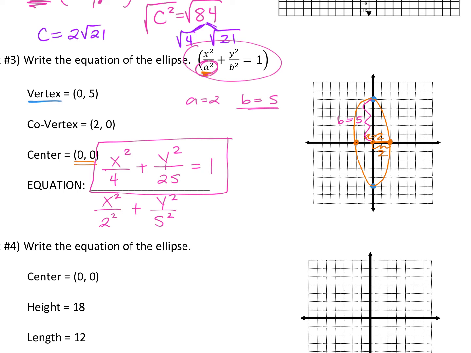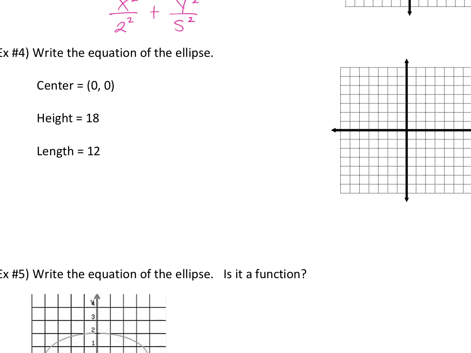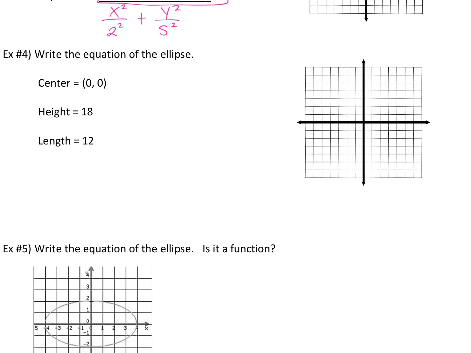I was going to have you try this one on your own, but we're going to run out of time if I do that. So I'm sorry. You're welcome to try it on your own if you want to ignore me right now, but I'm going to keep moving. This one says write the equation of the ellipse. And this one's a little different. It tells you the height of the ellipse and the length of the ellipse, which is basically saying here's your major axis, here's your minor axis, or vice versa. But we know our center is 0, 0.